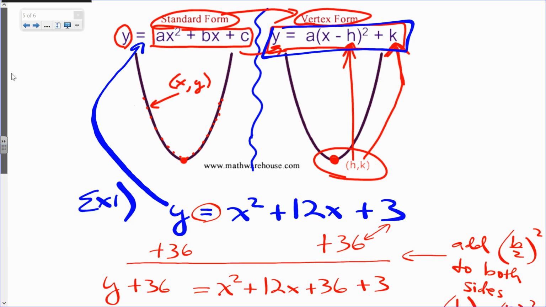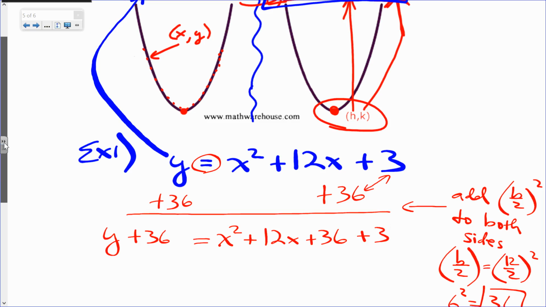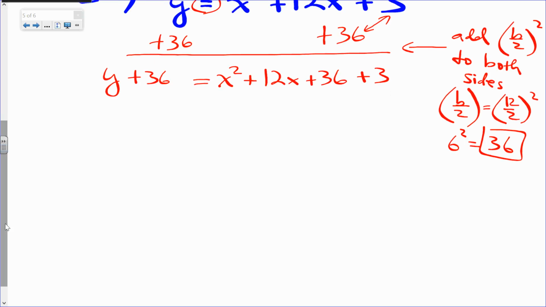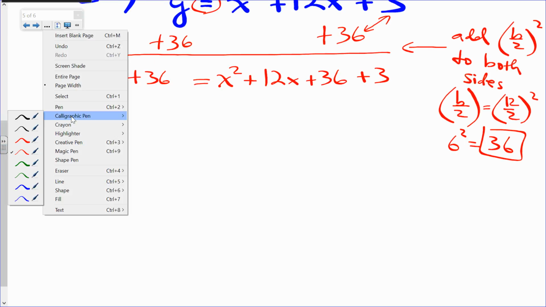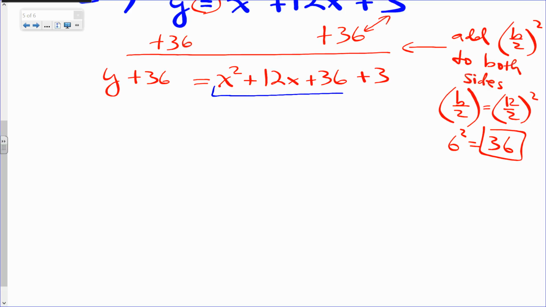Look at vertex form, how you have this binomial squared. Do you guys see that? A binomial, x minus h, squared. Well, it just so happens that this trinomial right here is actually factorable, because remember, we added the b over 2 squared. Remember completing the square?